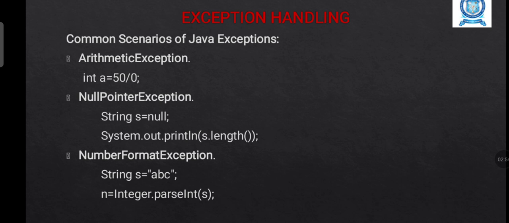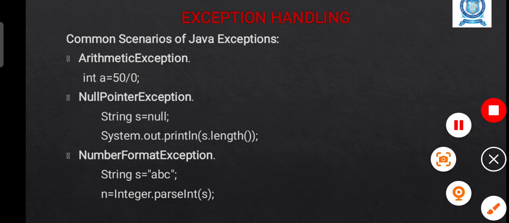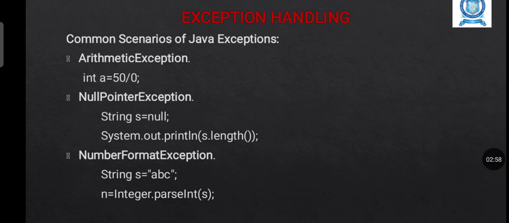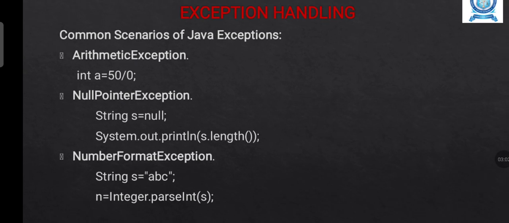Null pointer exception. We are declaring a string with the null value, that is, we don't have any valid string content in our variable. Then we are trying to apply the length method to the string. If we try to apply length to the string, this could lead to a null pointer exception because our string doesn't have any value, any valid string.